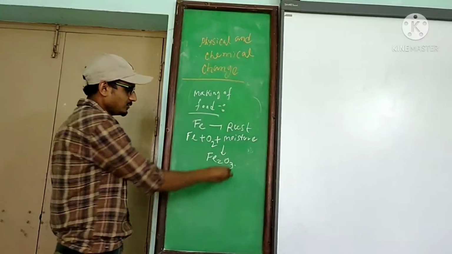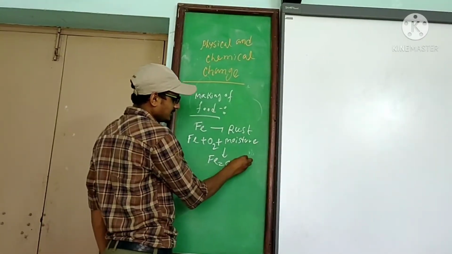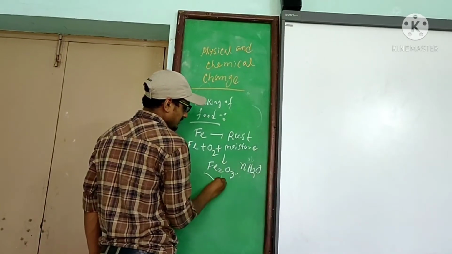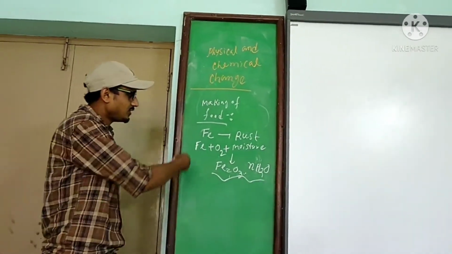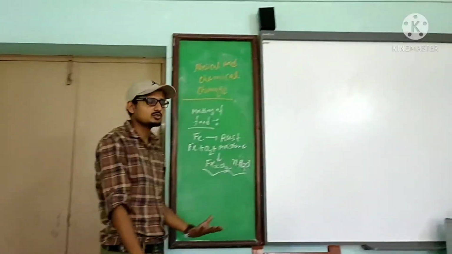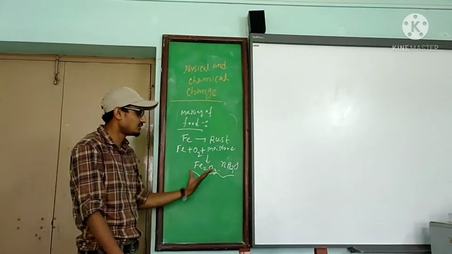Fe2O3 with some water molecules will be there, say nH2O. Now this is the formula of rust. Now this will form on iron. Now from that rust you cannot get that iron again. So it is a chemical change, because a new product is forming.